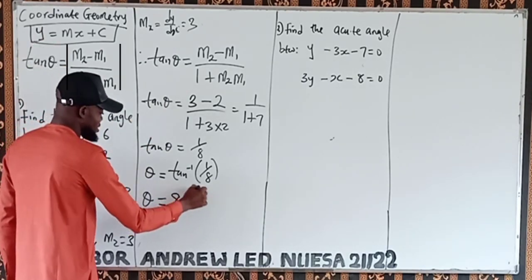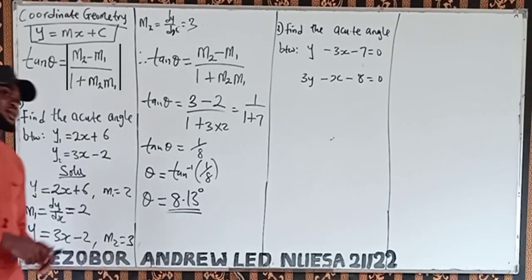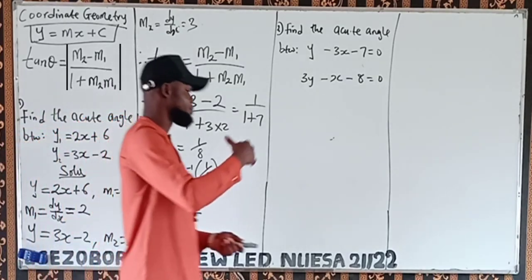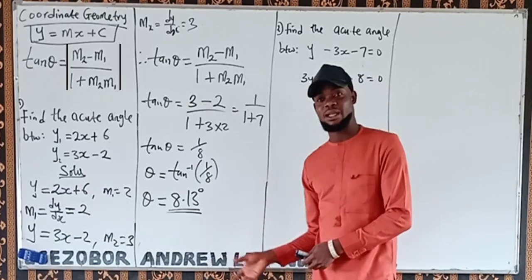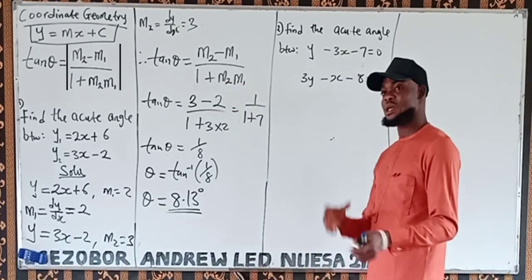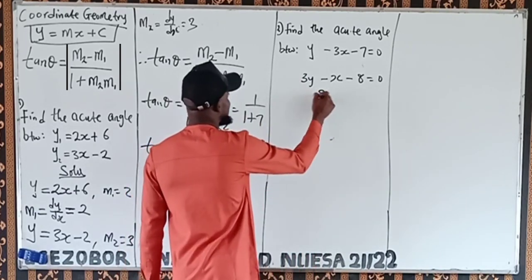Can you say 8.13 degrees? That will be the acute angle between this line and this other line. That's how it is done. The first thing, find the slope of the first one. The second thing, find the gradient of the second line, and apply that formula to get the acute angle between those two lines. So let's look at the second one.